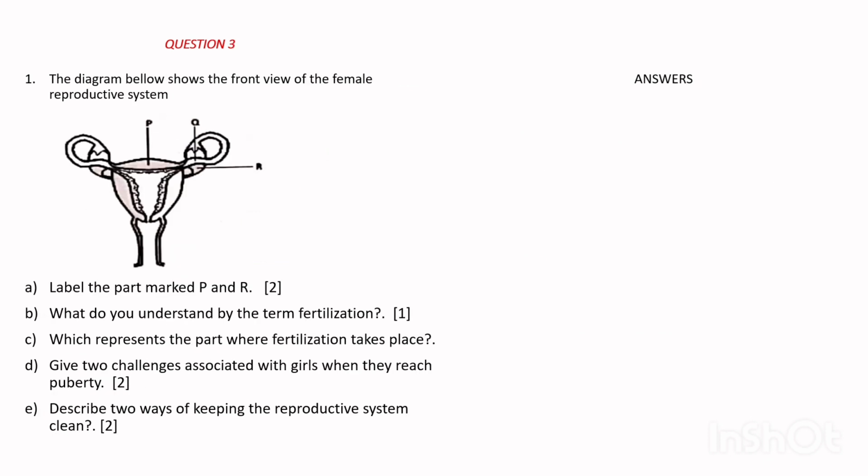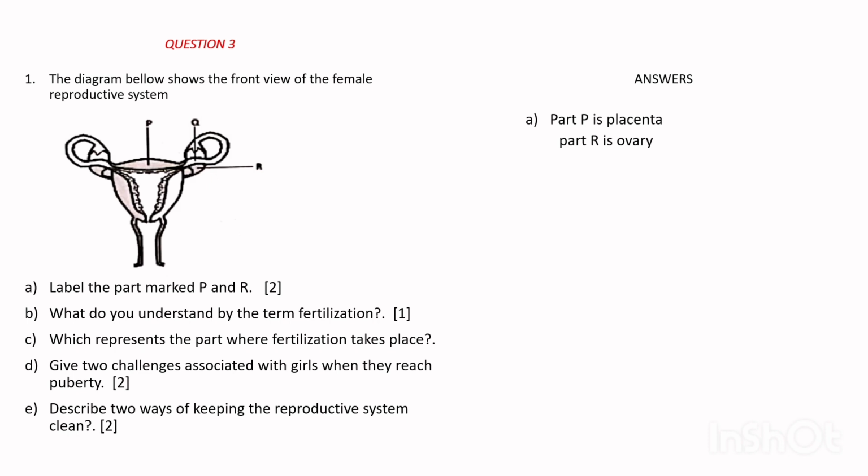Question 3. The diagram below shows the front view of the female reproductive system. Question A. Label the part marked P and R. So part P is the placenta, then part R, the ovary. So part P, the placenta here, and then we have R, the ovary there.